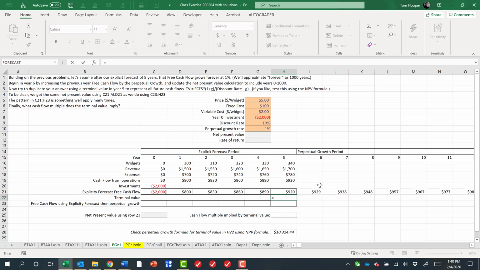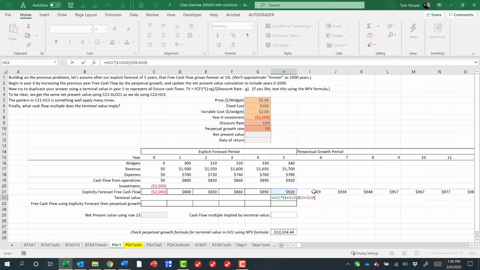Now, to use the terminal value equation in perpetual growth, we're not going to know this cash flow, and we don't want to have to calculate it. So we're going to take the current cash flow times 1 plus the growth rate divided by the discount rate minus the growth rate. So look what we're doing here.